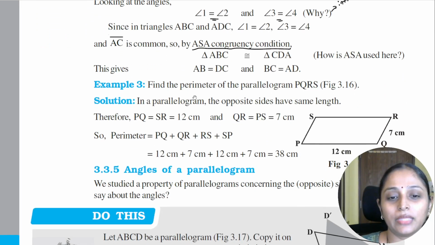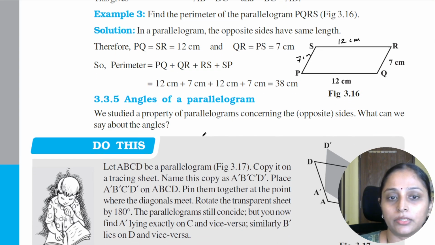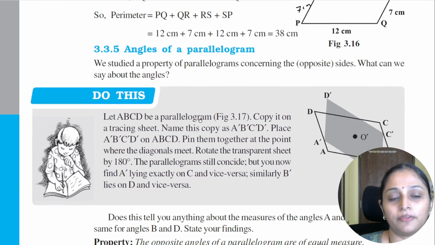Okay. So they have given an example here. They have given only two sides. They want the perimeter. You know that if this is 7, this is also 7. And if this is 12, this is also 12. Therefore, you have 12 plus 7 plus 12 plus 7, which is 38 centimeters. You can quickly check that. Okay, right. So that is about the first property.